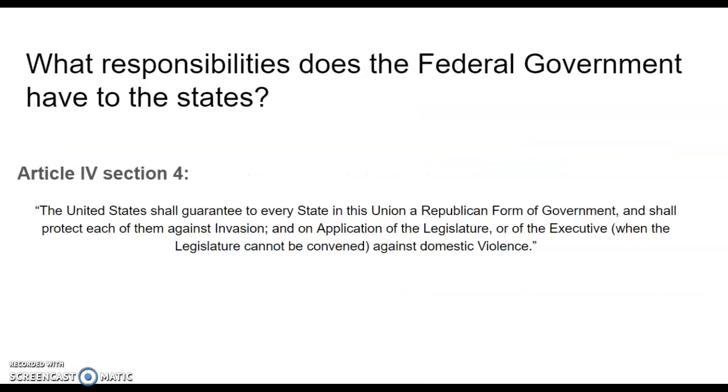What responsibilities does the federal government have to the states? Well, Article 4, Section 4 states that the United States shall guarantee to every state in this union a republican form of government and shall protect each of them against invasion and on application of the legislature or of the executive when the legislature cannot be convened against domestic violence. So this is saying that it's the responsibility of the federal government to protect the states from not only foreign invasion or foreign attack, but also from domestic attacks as well.